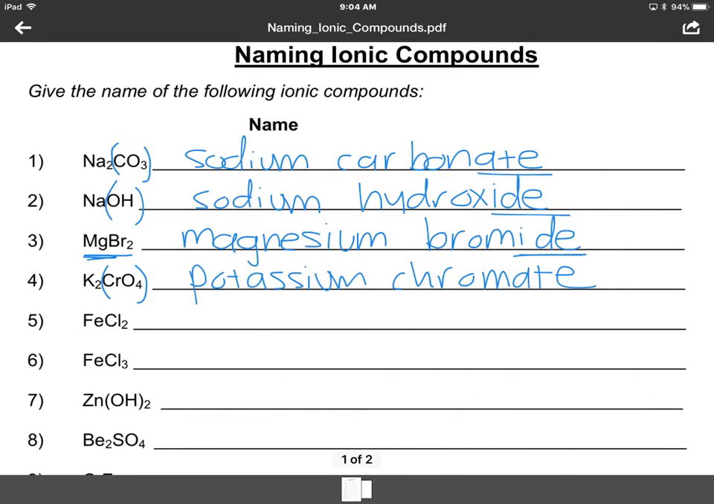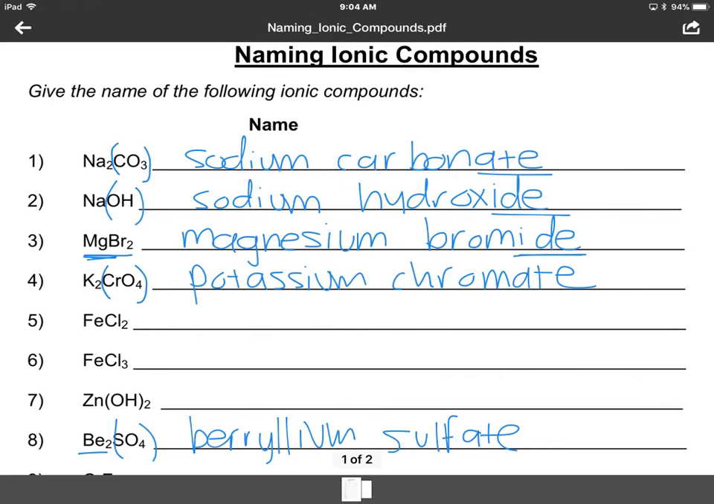Now we're going to skip down to number 8. This is beryllium, and this is sulfate. Oops, sorry, my writing got a little messy there.